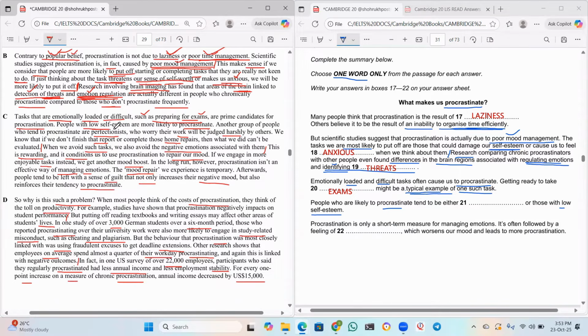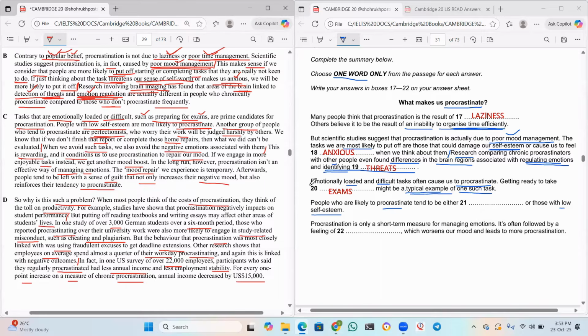So people with low self-esteem are more likely to procrastinate. Another group of people who tend to procrastinate are perfectionists. So another group means there are two groups. One is people with low self-esteem and one are perfectionists. Yes. So people who are likely to procrastinate tend to be either dash or those with low self-esteem.